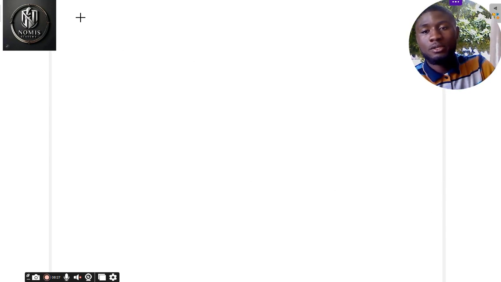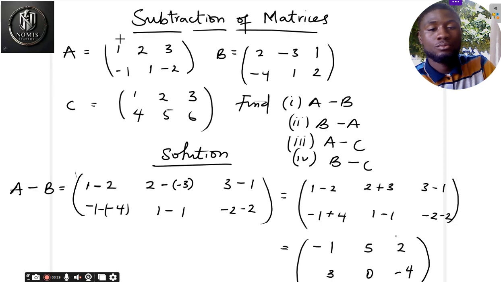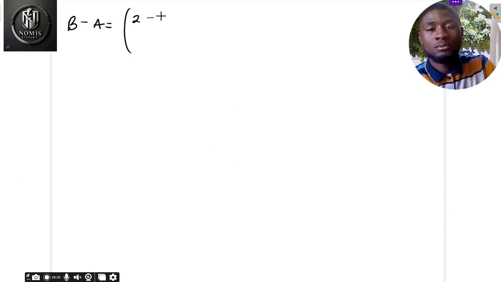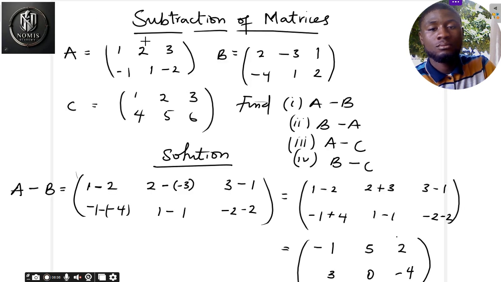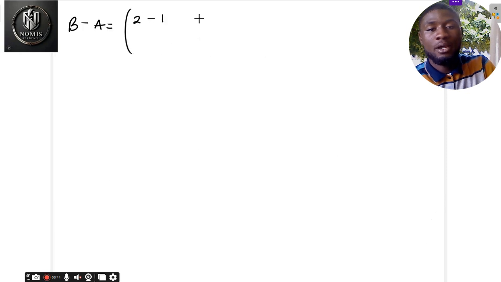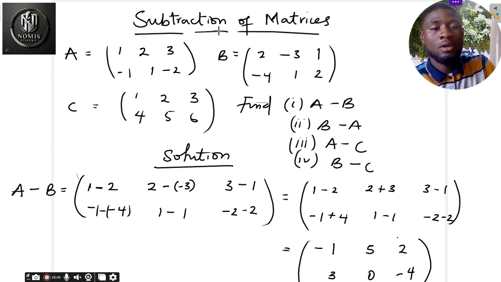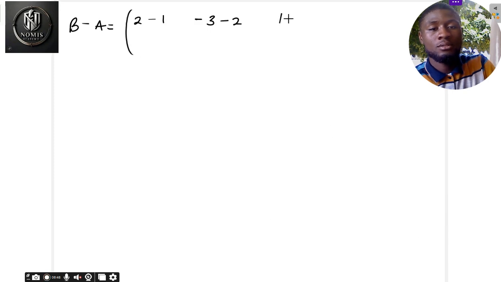So B minus A. B minus A will be equal to, so what's our B? 2 minus 1. So we have here 2 minus 1. Then we have minus 3 minus 2. Because B is minus 3, then we have 2. Minus 3, then minus 2. Then we have 1 minus 3.